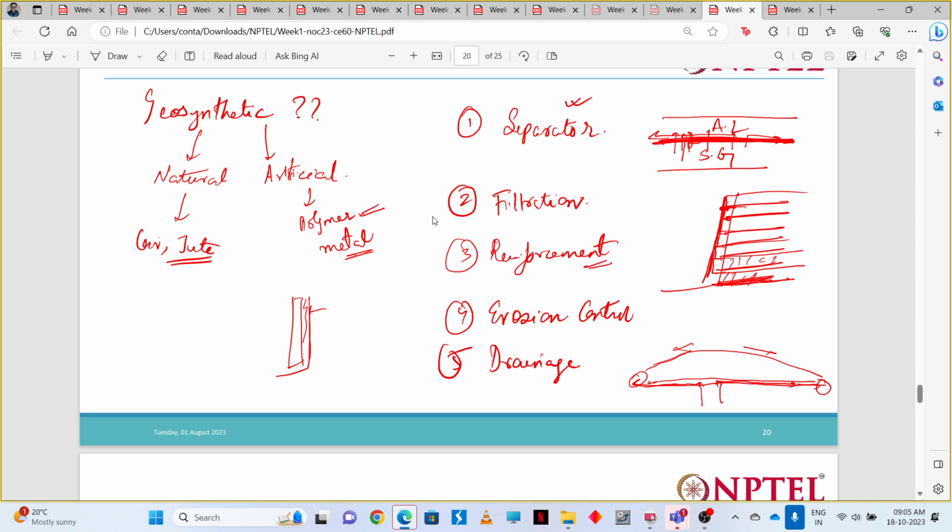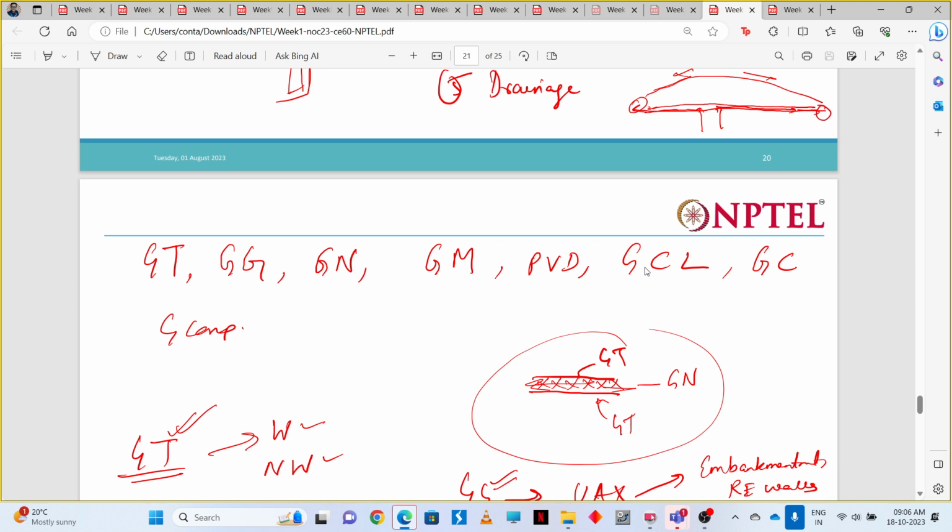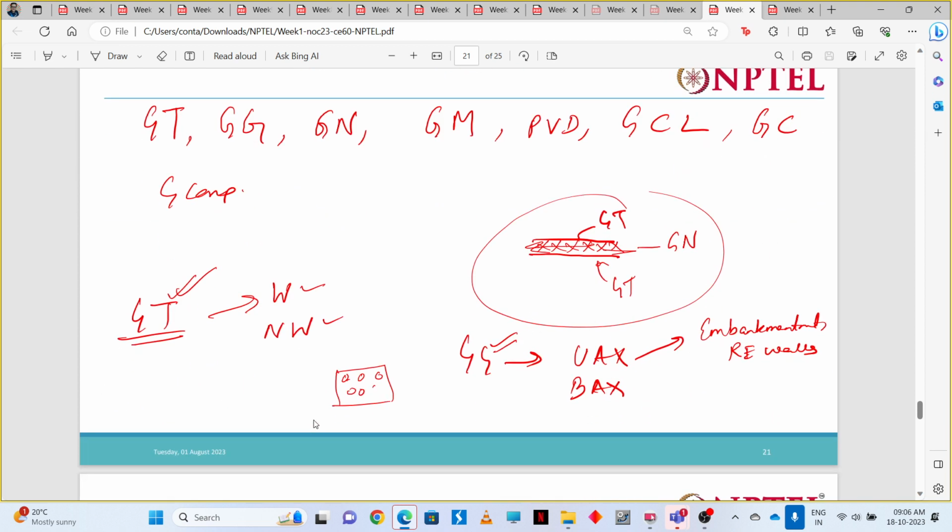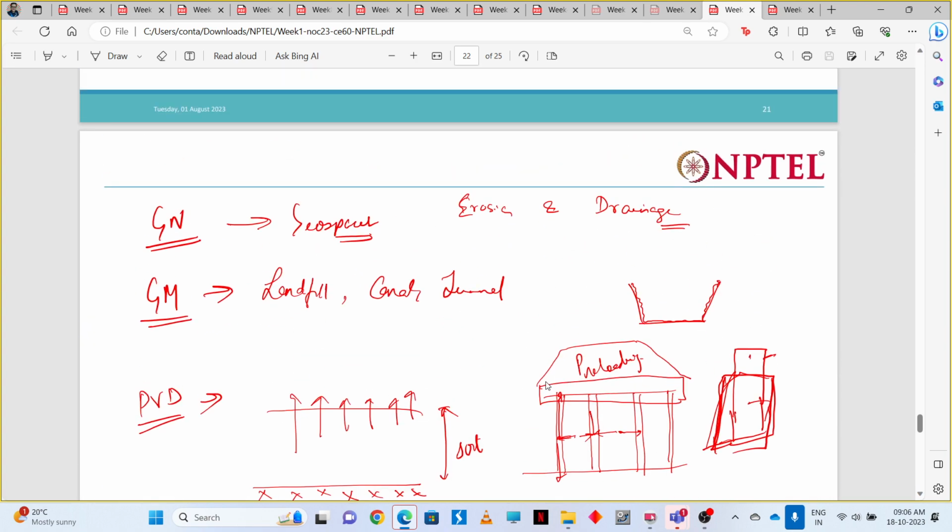What are some basic functions? Separation, filtration, reinforcement, erosion control, drainage, and also the barrier function. All these things we had discussed. What are the main types of geosynthetics? Geotextile, geogrid, geonet, geomembrane, PVD, GCL, geocell and geocomposite. Geotextiles also have many types: woven and non-woven. Geogrids can be uniaxial or biaxial. We discussed all those things.